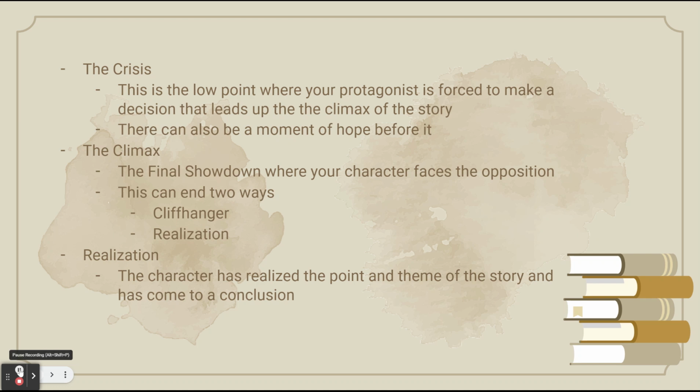And once they get to the crisis, they struggle through it and they reach the climax. This is the final showdown between your protagonist and the opposition. This is where worlds collide and they finally face each other. And during this climax, you can end the book in two ways. You can end it in a cliffhanger, and I recommend cliffhangers if you're writing a story.